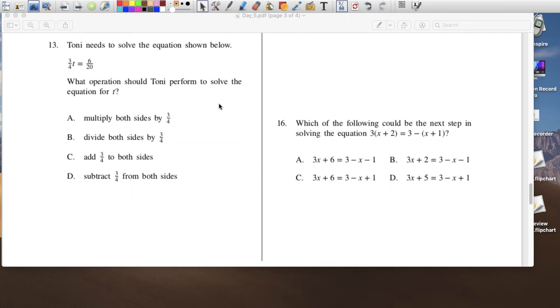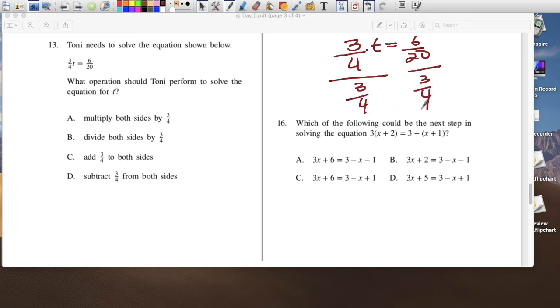Spiral 5 looks too easy. 13. Tony needs to solve the equation below. What operation should Tony perform to solve the equation for t? So again, remember, equals 6 over 20. When we have a fraction over here, we just multiply by the reciprocal. Remember, it's multiplication, right? So think about this. It's 3/4 times t. What's the opposite of multiplication? Which is dividing. So we're going to divide this by 3/4 and divide this by 3/4, right?